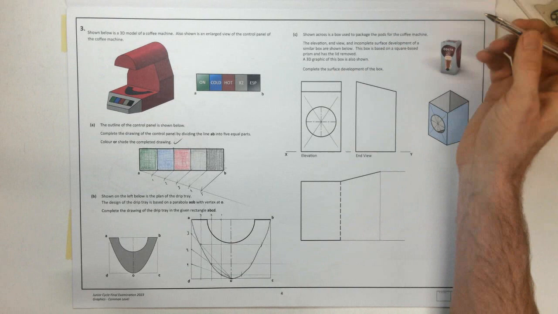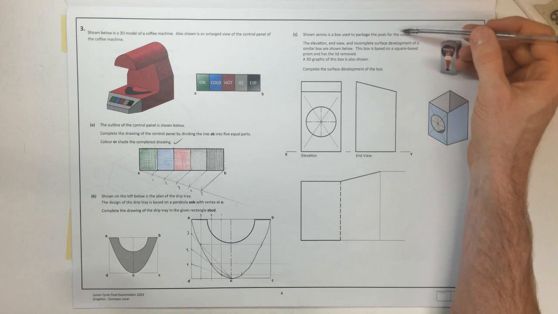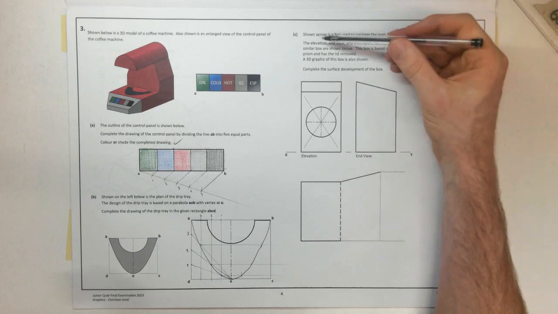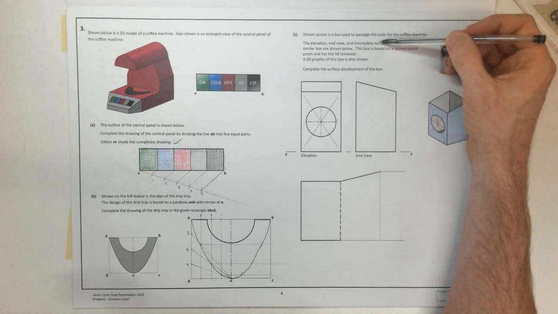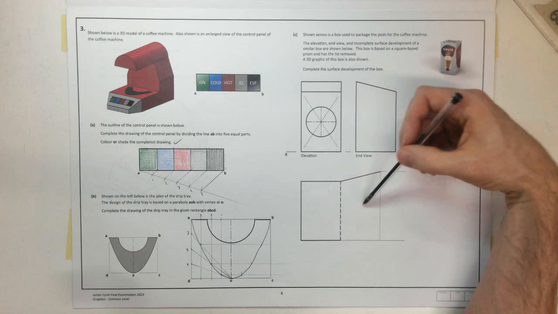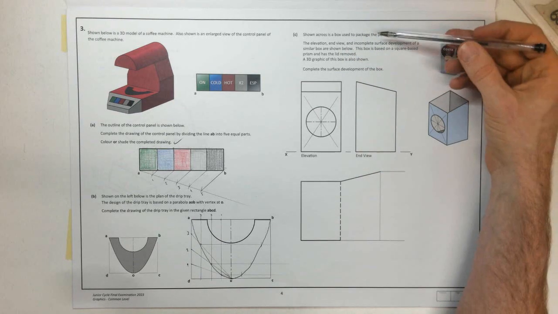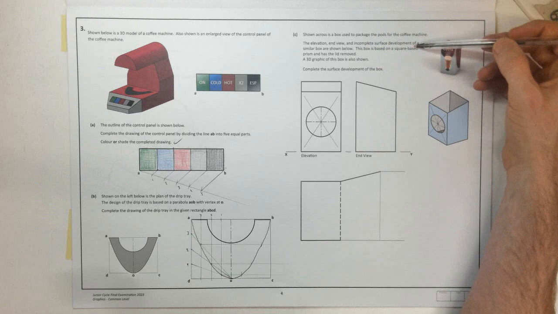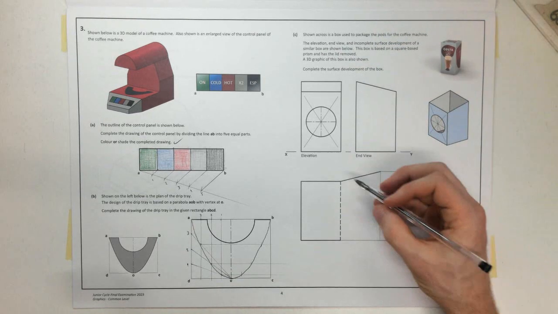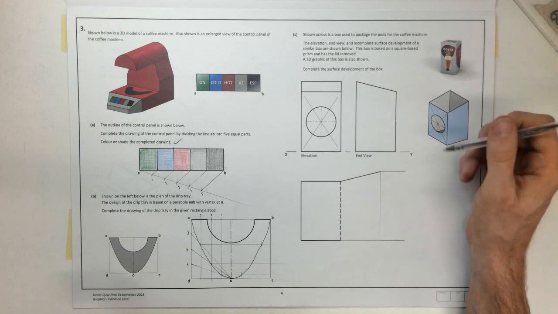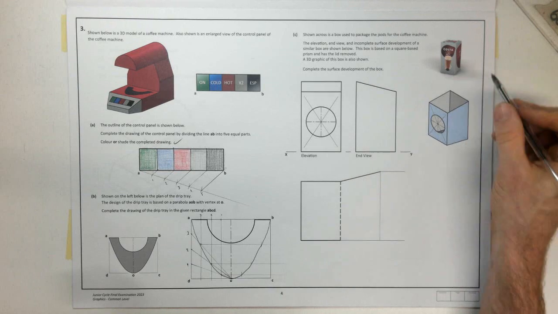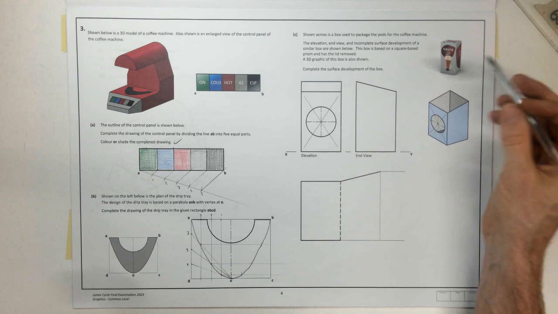Part C then, shown across is a box used to package the pods for the coffee machine. So we've got our box here for packaging it. The elevation and end view of an incomplete surface development of a similar box is shown. So our elevation and our end view and partially completed surface development. This box is based on a square-based prism and has the lid removed. So the base there, if we were to look down on top and see a plan of it, this base inside there is square. And it's got the top taken off it, and you can see that's been sliced off.